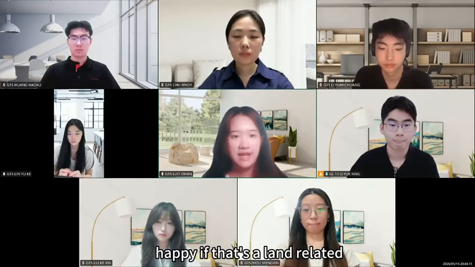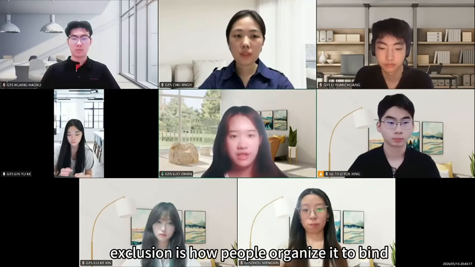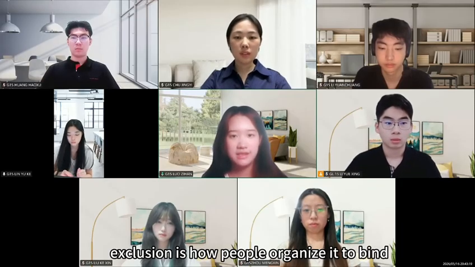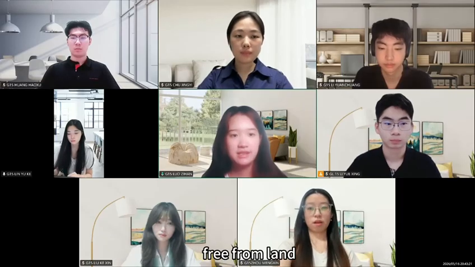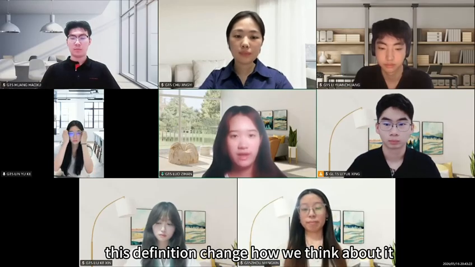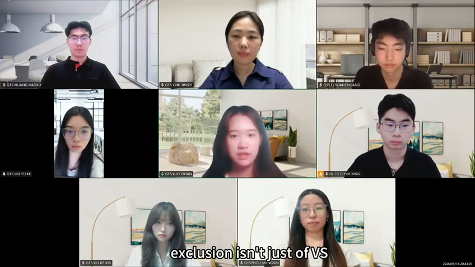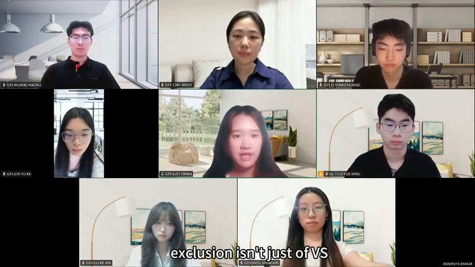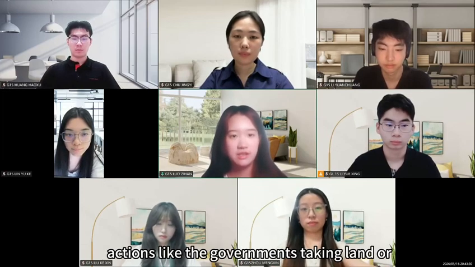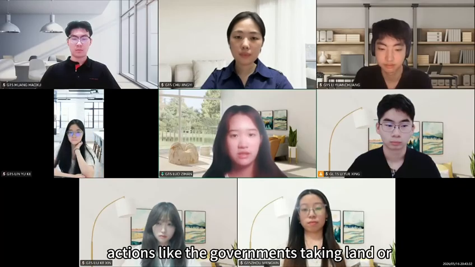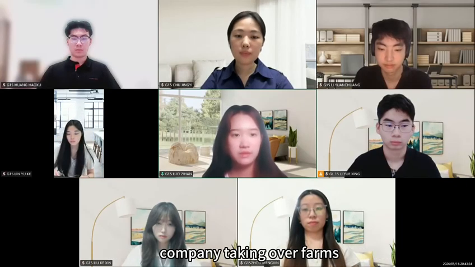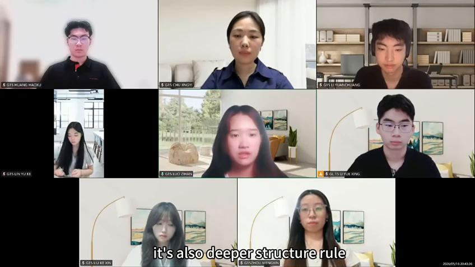I believe that land-related exclusion is how people are organized to benefit from land. This definition changes how we think about it. Exclusion isn't just obvious conflicting actions like the government taking land or a company taking over farms. It's also a deeper, structural rule.